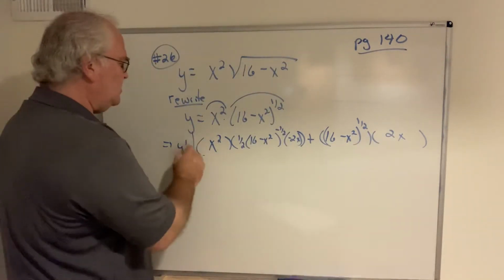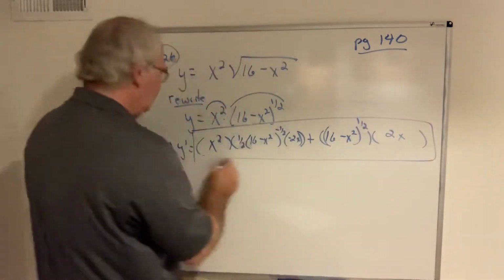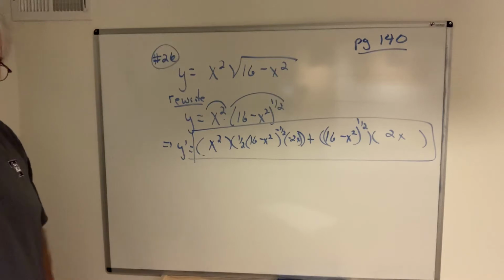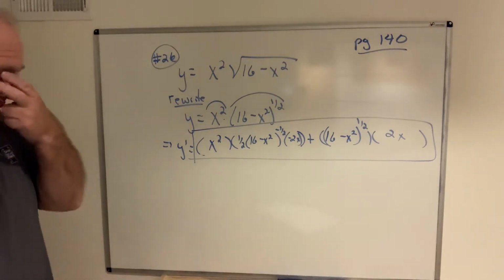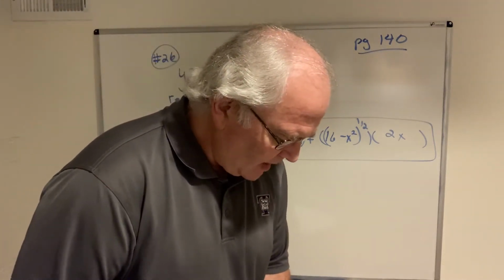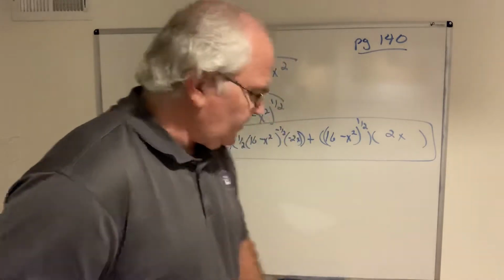If all you're asked to do is find the derivative, then there is no reason in the world to simplify that. In fact, just let it sit there and don't try to make anything fancy out of it. All right? So there's number 26 in all of its splendor and glory. Let's try, oh my goodness, number 30.